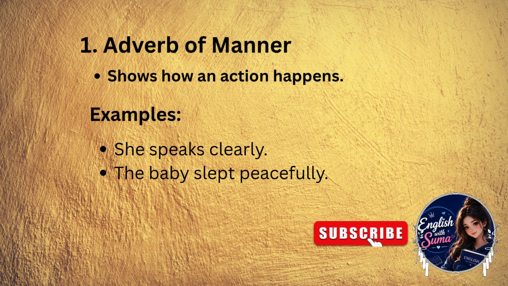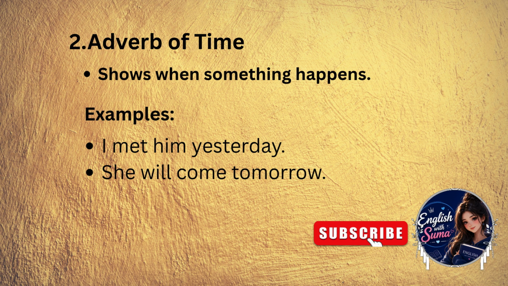Adverbs of manner describe how an action is done. For example, she speaks clearly. The baby slept peacefully. The words clearly and peacefully explain how the action happened. Adverbs of time tell us when an action happens. For example, I met him yesterday. She will come tomorrow. Yesterday and tomorrow tell us the time.